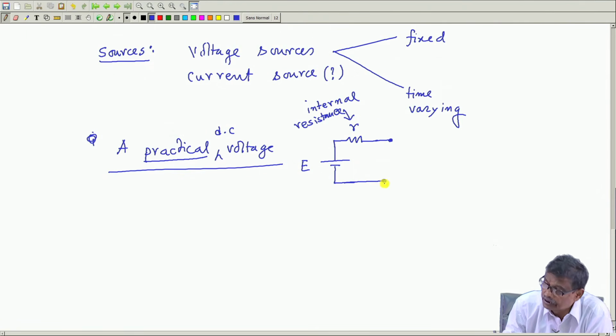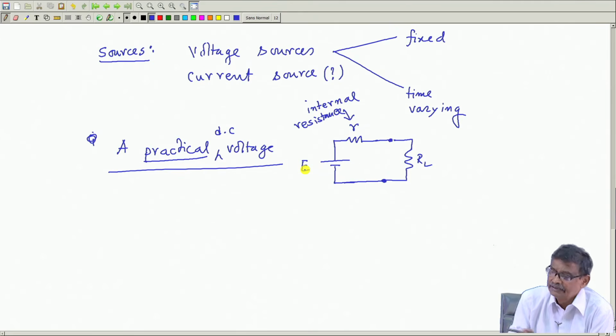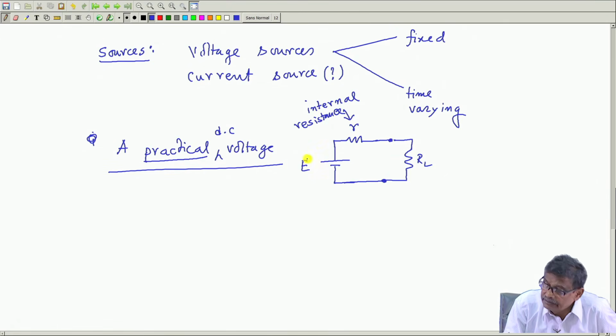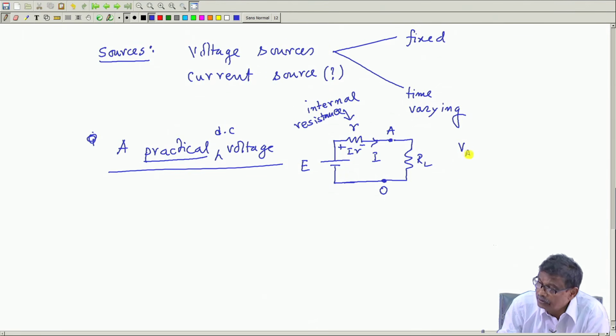And across these two terminals you connect your load, say a light, load resistance, current will flow. But what happens is the voltage across these 2 points is not the same as E, because we have just learned, if you call this point O, with R and RL connected, this is I. What will be the voltage drop here? IR. So, what is VAO?